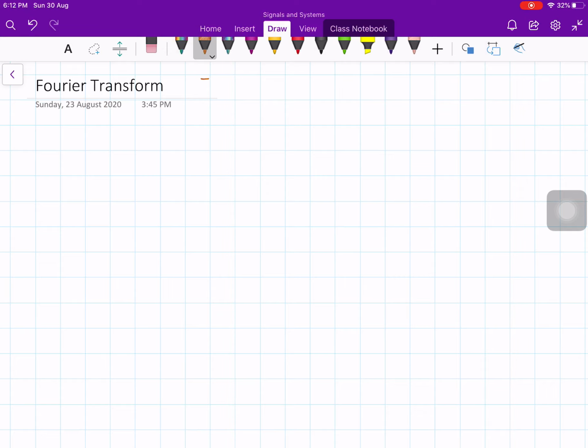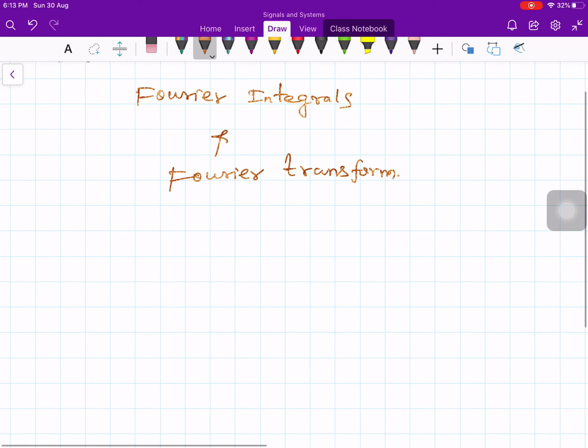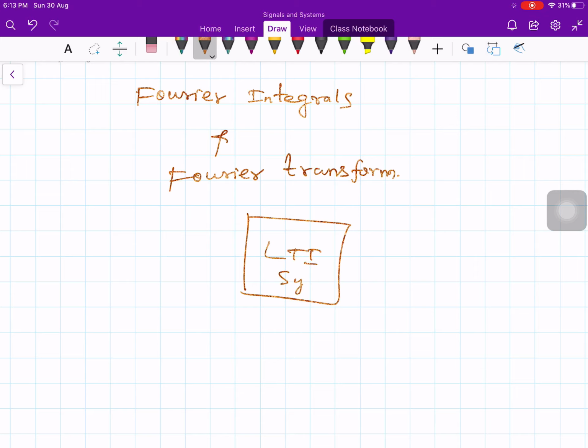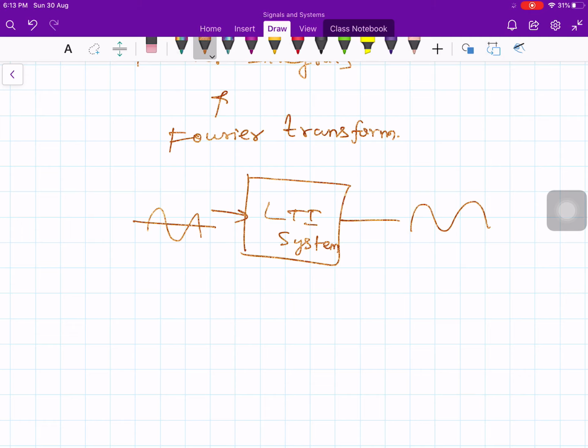Okay, so in this lecture I am going to talk about the concept of Fourier integrals and Fourier transform. Let us recapitulate that the characteristic property of an LTI system was that if it is driven by a sinusoidal function, the response will also be sinusoidal in characteristics. So this particular property is valid only for sinusoidal input.